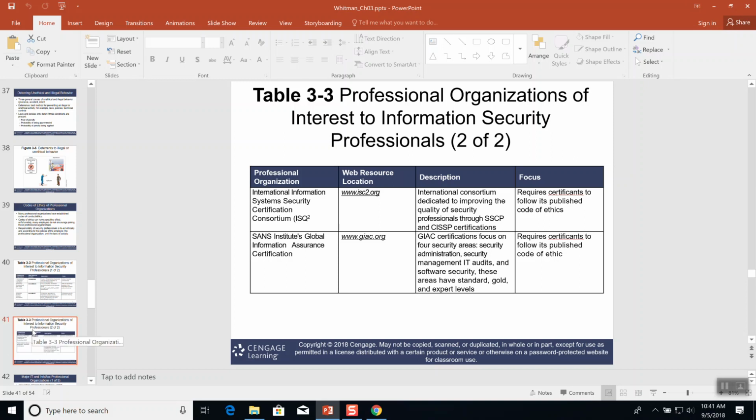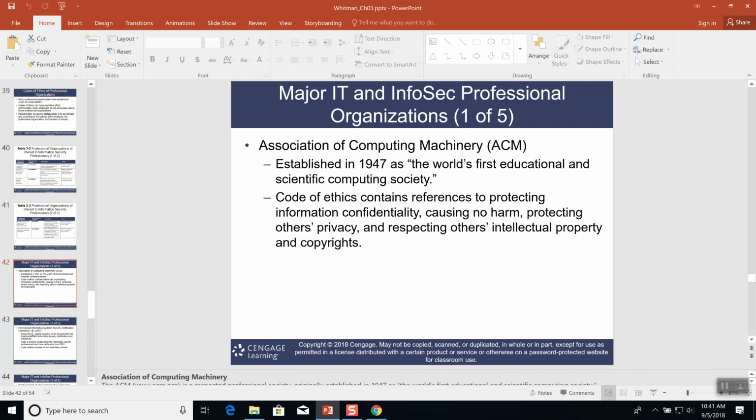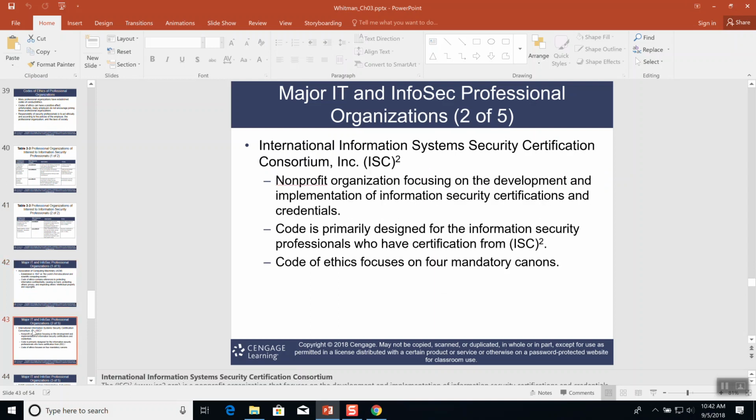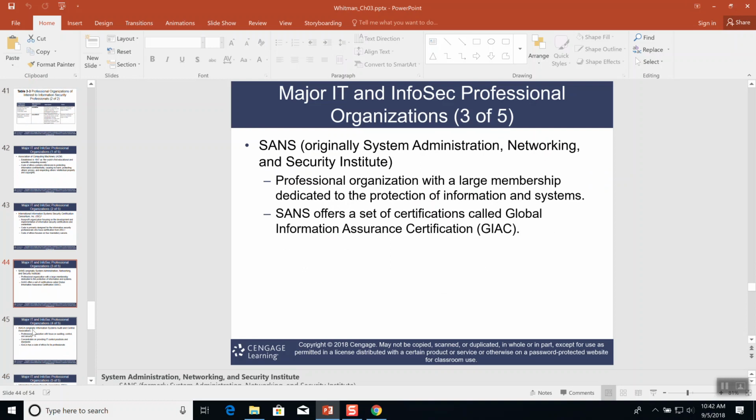But anyway, GIAC is a big one. ACM you hear a lot about, but I don't think they have certifications. Association of Computing Machinery. ISC2. SANS. That's your GIAC.